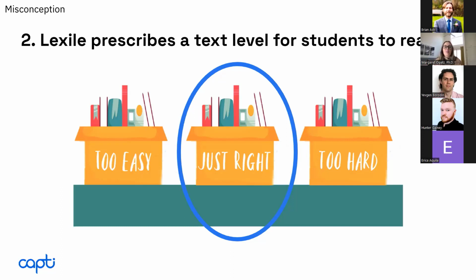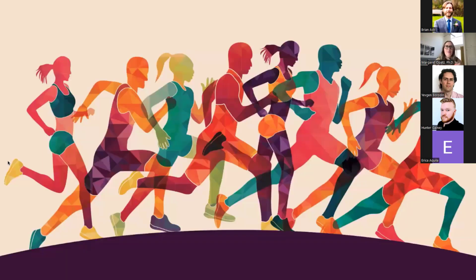Some teachers, like the teacher that called me to talk about this, went to the extreme of finding text, buying the text, and then giving students the text at that just right level, and did this continuously throughout the year. And then she was really dismayed to find that her students didn't improve. By the end of the year, they didn't grow any closer to grade level because they had been reading at this just right level.